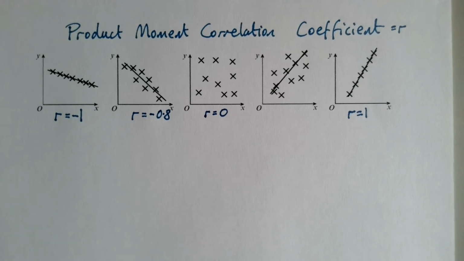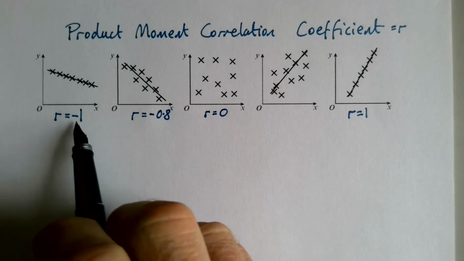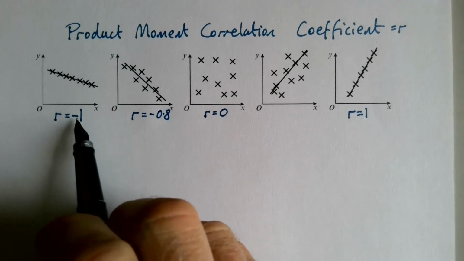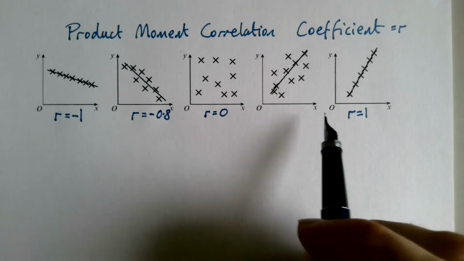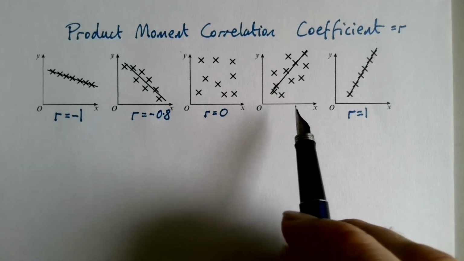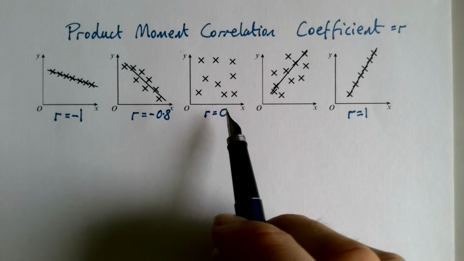Your R value is always going to lie somewhere between negative 1 and positive 1. This is your perfect, your total negative correlation. This is your total positive correlation. This is somewhere in between. This is somewhere in between. This is no correlation whatsoever.